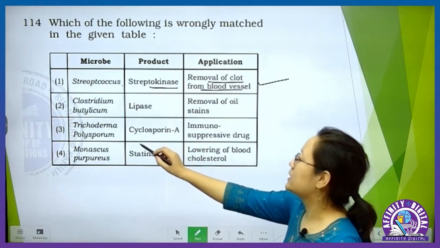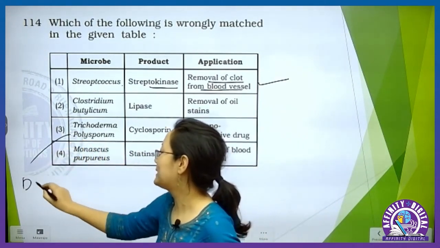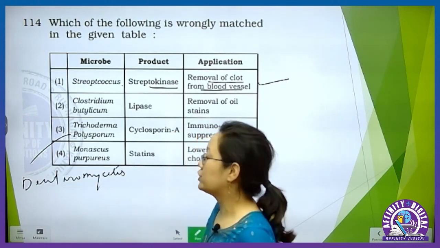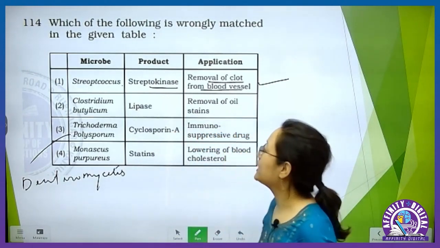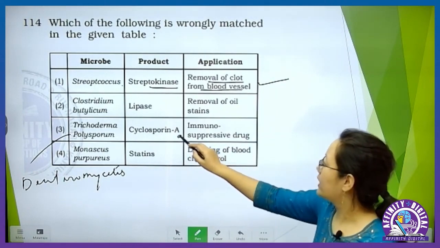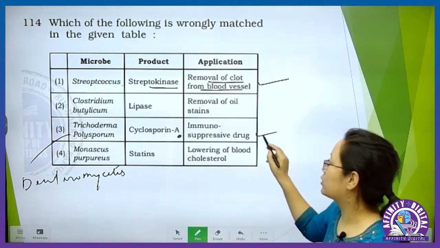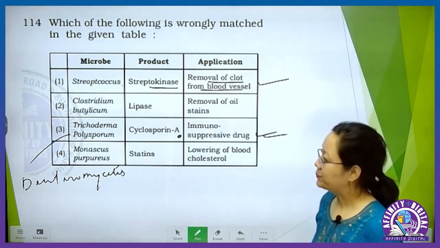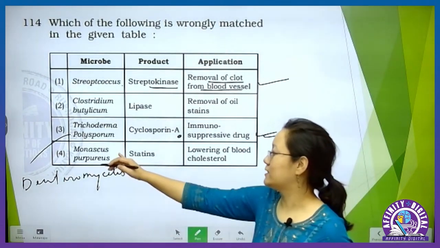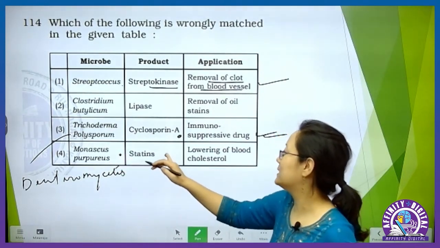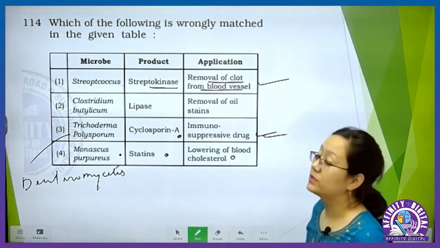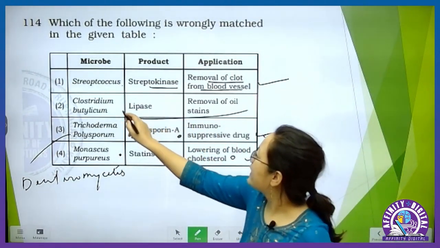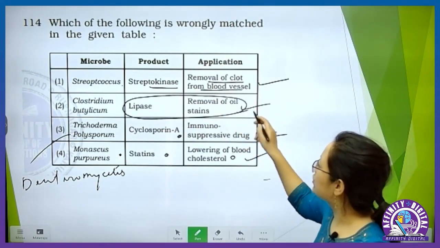Trichoderma polysporum belongs to the group Deuteromycetes, a group of fungi which is called imperfect fungi, and cyclosporin A is an immunosuppressive drug. This is also correct. It is used during organ transplantation. Monascus purpureus is a form of yeast. It produces statin and helps in lowering blood cholesterol. This is also correct. Removal of oil stain and lipase, this too is correct.